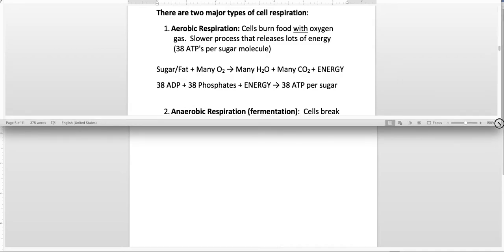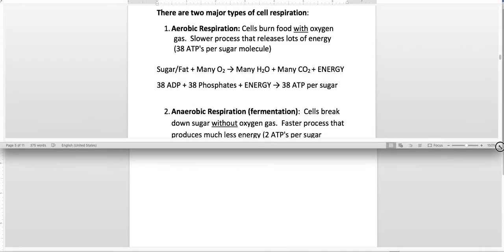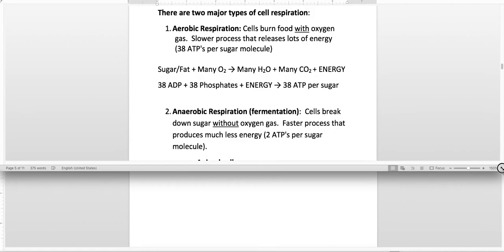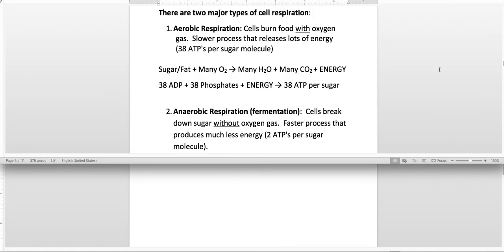Okay, so the other kind of cell respiration is what's called anaerobic. It's also called fermentation. So another name for anaerobic respiration is fermentation. Aerobic means with oxygen or with air. Anaerobic means without oxygen or without air. So this is the way your cells get energy when they run out of oxygen, or when they don't have sufficient oxygen to do the aerobic respiration.